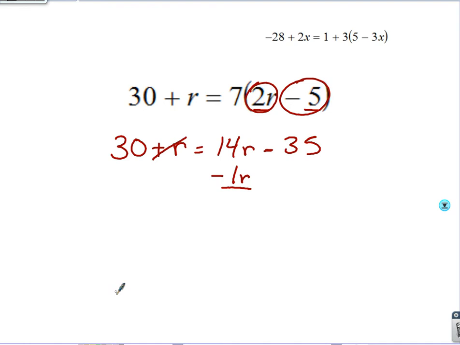Mark it out. But if I'm going to move my R's to the right side, I told you I wanted numbers on one side and R's on the other side. Let's move our minus 35 over here to the left side and turn it into plus 35. That is completely legal as long as you put the R's on one side, you put the numbers on the other side.